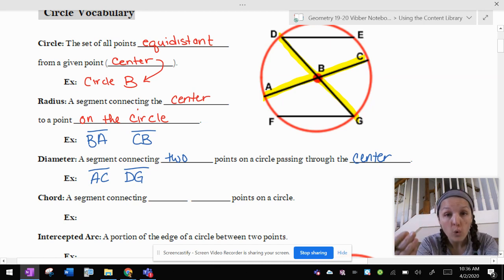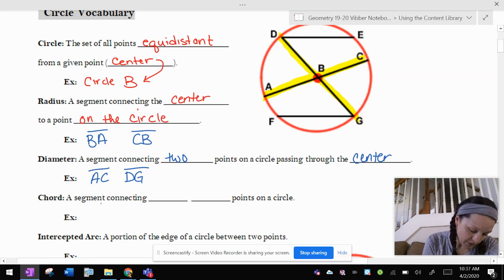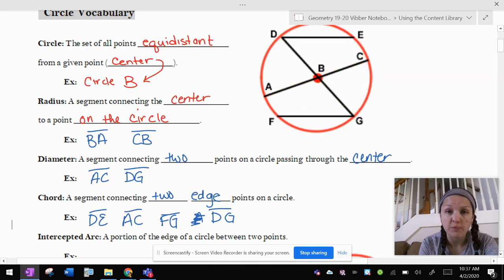A chord is any segment that touches 2 of the edges. It can pass through the center, but it doesn't have to. So diameters are also chords. As long as it touches 2 edges of the circle, you've got a chord. So a chord is a segment connecting 2 edge points on a circle, such as DE, AC, FG, and DG. Okay, got it? Good. Chord is a new word that you haven't had before. Make sure you know the difference between a chord and a diameter. A diameter is a chord, but not every chord is a diameter.